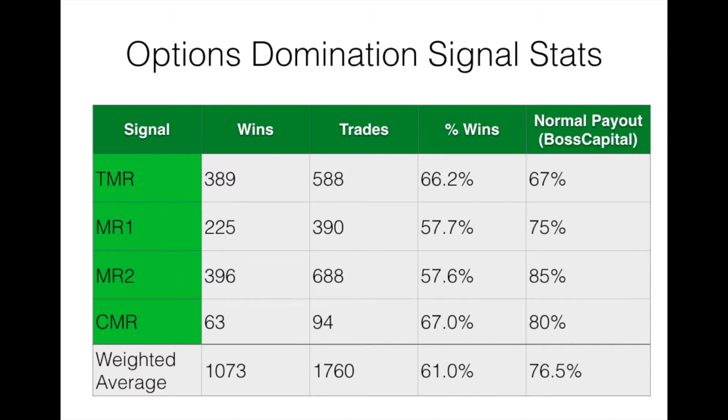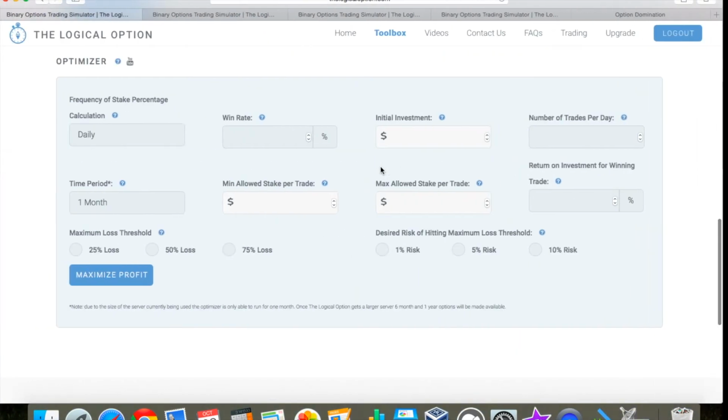And then on the last column, I have a weighted average of those. So the weighted average win rate there is 61% of these four signals, and then the weighted average of the payout on Boss Capital would be 76.5%. We will use these to input into our optimizer tool to see how much we should be staking per trade on these. So we go over to the optimizer tool.